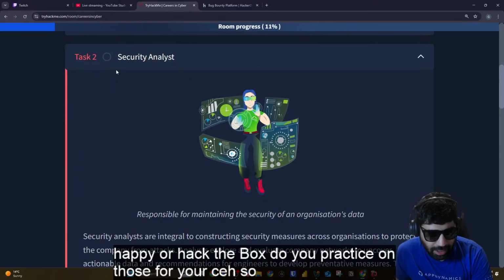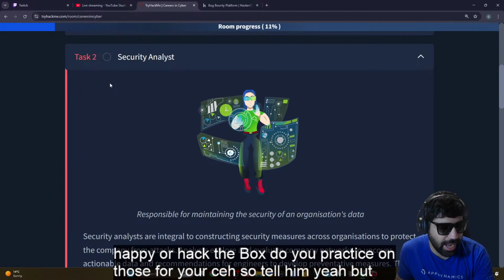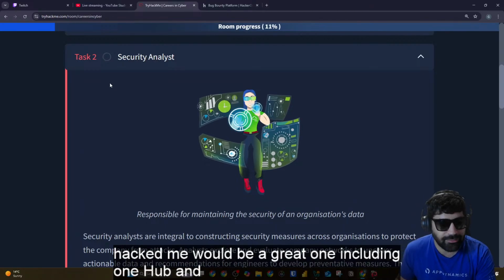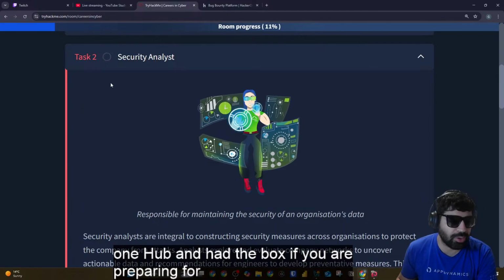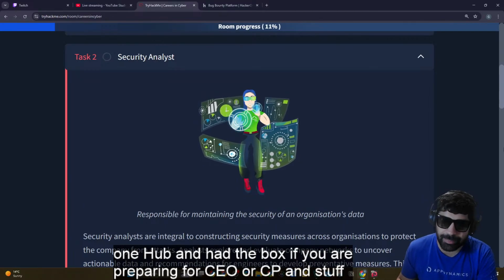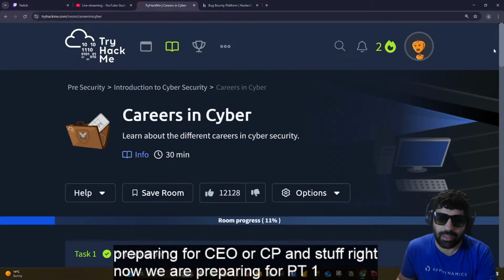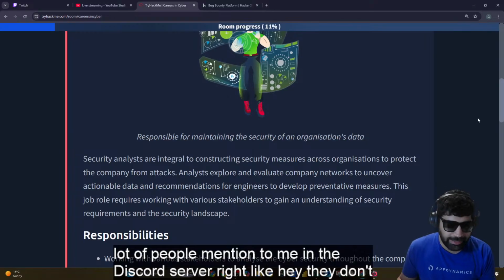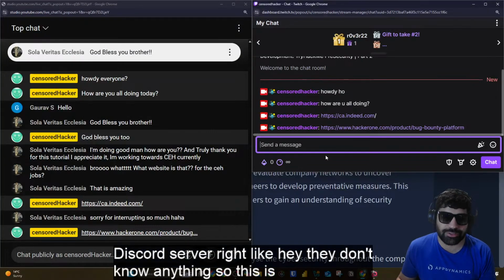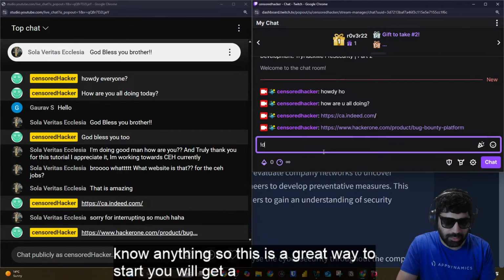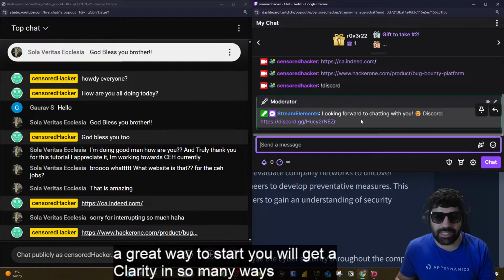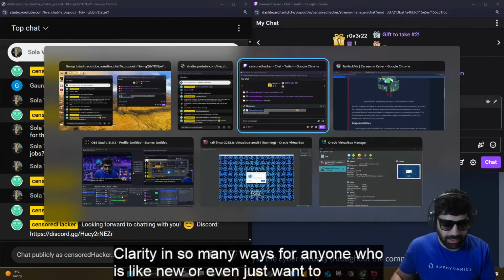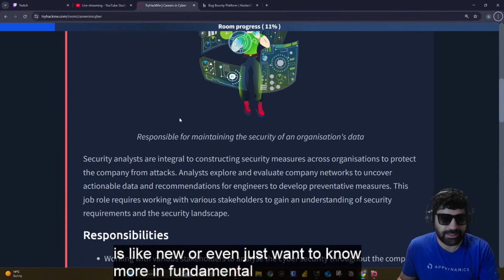So till then, yeah, but TryHackMe would be a great one, including VulnHub and Hack the Box, if you are preparing for CEH or OSCP and stuff. Right now we are preparing for PT1, because a lot of people mentioned to me in the Discord server that they don't know anything. So this is a great way to start. You will get clarity in so many ways, for anyone who is new or even just wants to know more from a fundamentals perspective.